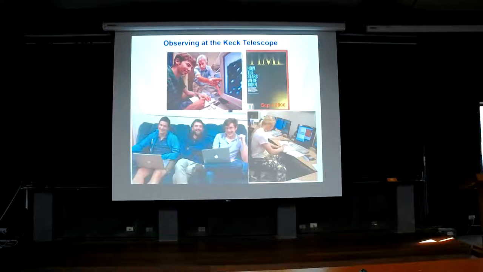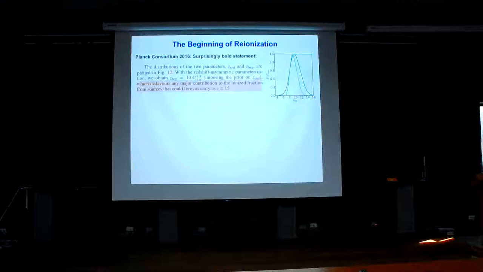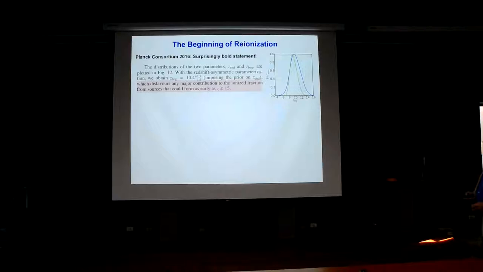Okay. So I told you about the end of reionization. Let me tell you about the beginning of reionization. So the Planck people claimed, as I told you, that reionization begins at a redshift of about 12. And if you go to their paper, they say they disfavored any major contribution out to redshifts of 15.